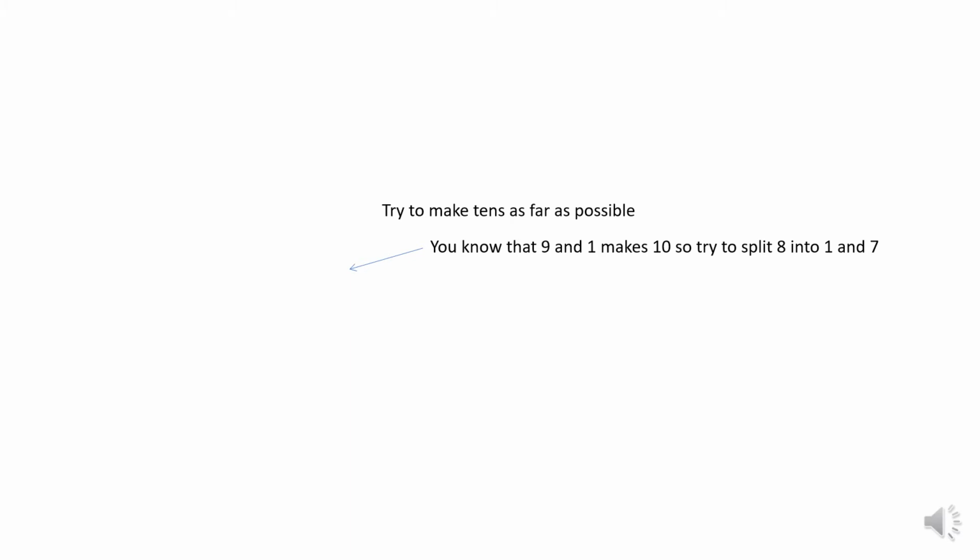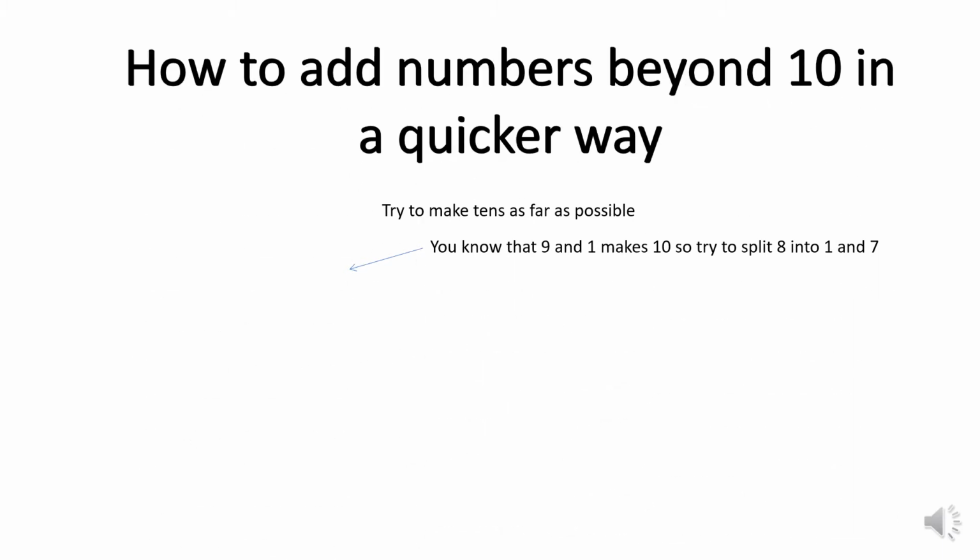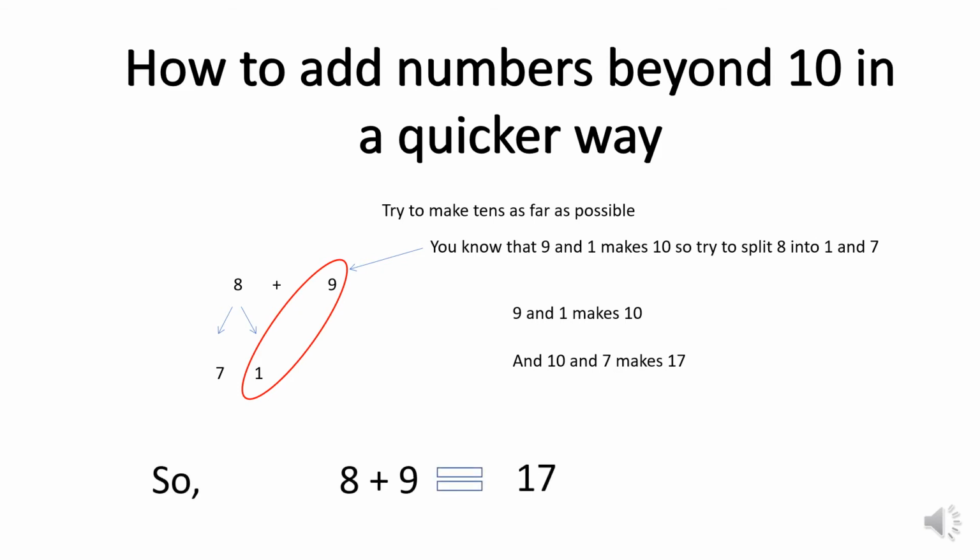Now, here is where your number bonds are going to come in really handy. You can use your number bonds to add numbers beyond 10 in a quicker way. So let's take the numbers 8 and 9. Now, to add this really quickly, you know that 9 and 1 makes 10. So what you try to do is to split 8 into 7 and 1. So now you can add 9 and 1, and that's 10. So all you have to do is to remember that 9 and 1 makes 10, and you have a 7 left. So now you add the 10 and 7, and that's 17. So that makes it so much quicker. So 8 plus 9 equals 17.